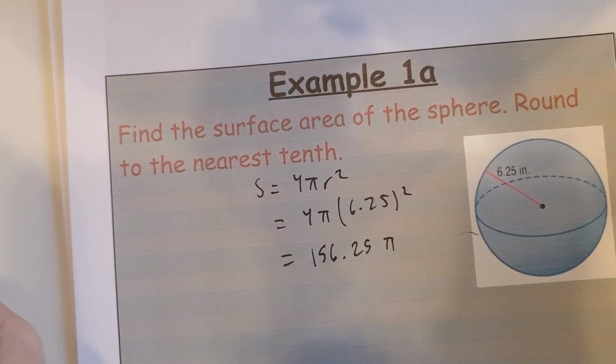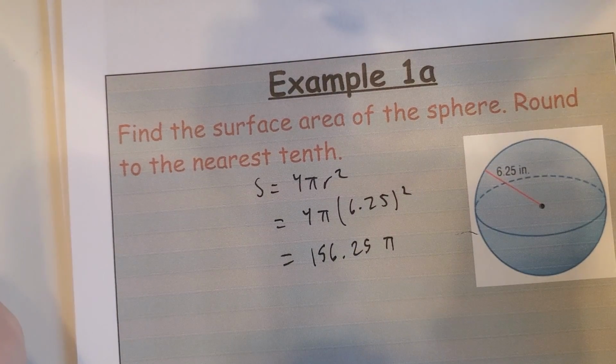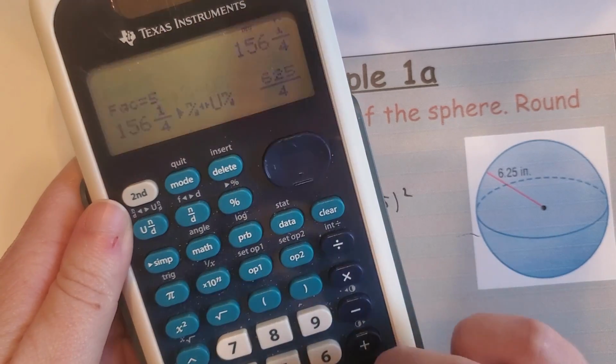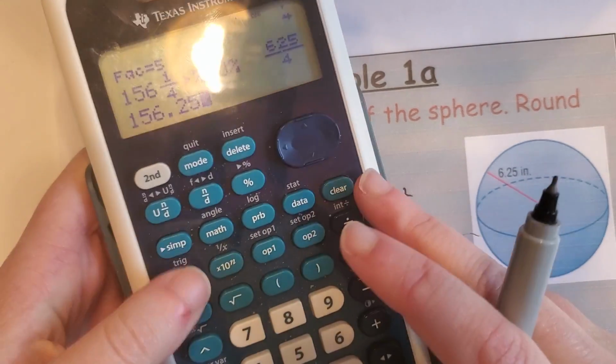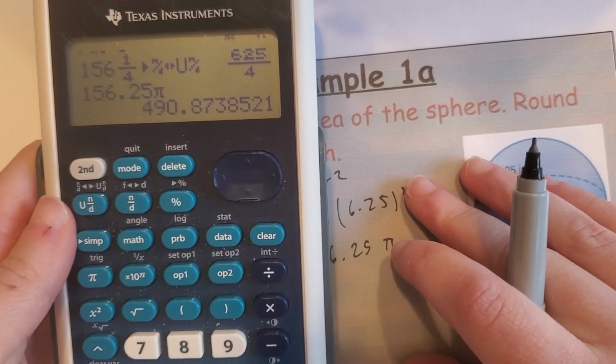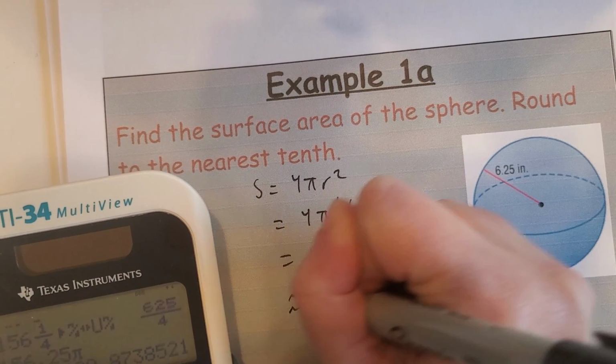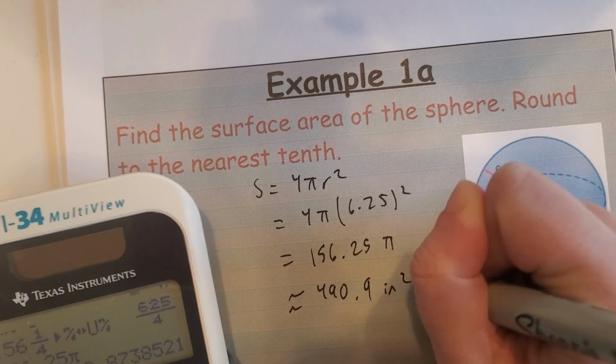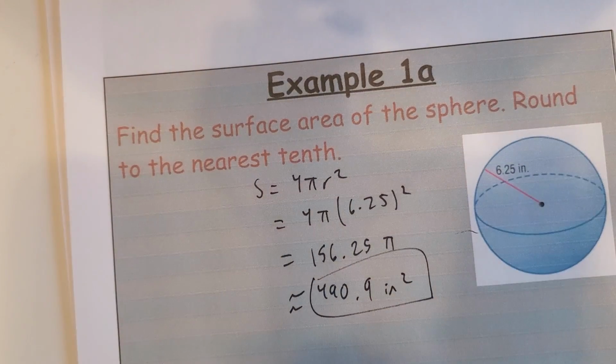You don't have to. But again, this question is asking you to round to the nearest tenth. So we'll go back to the 156.25 times pi. That is about 490.9 inches squared. Still squared because it's still surface area.